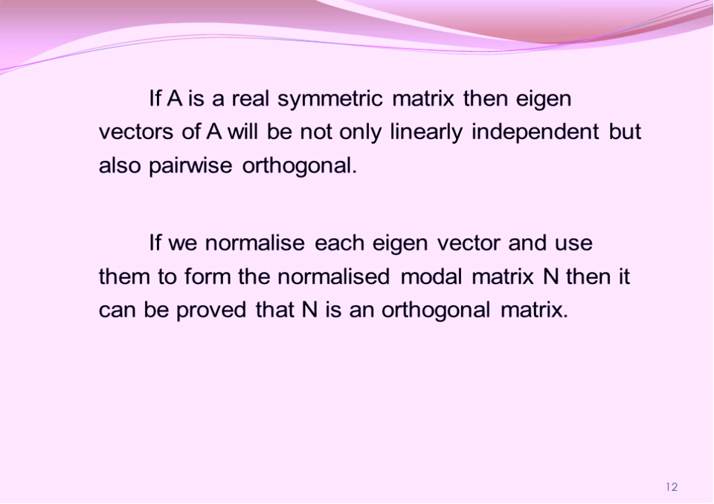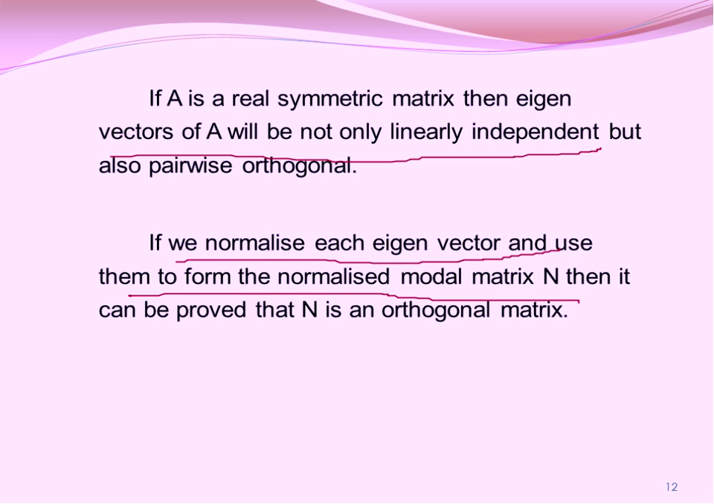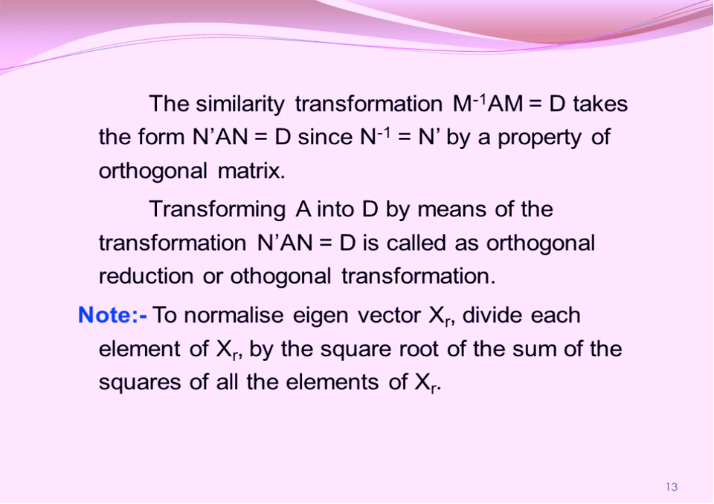Diagonalization by orthogonal transformation is possible only for a real symmetric matrix. If A is a real symmetric matrix, then eigenvectors of A will not only be linearly independent but also pairwise orthogonal. If we normalize each eigenvector and use them to form the normalized model matrix N, then it can be proved that N is an orthogonal matrix.